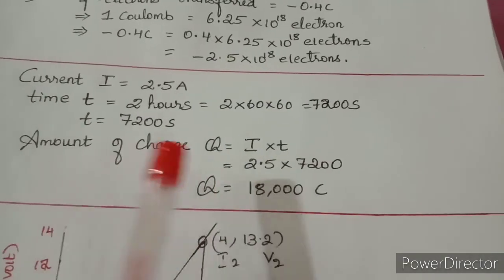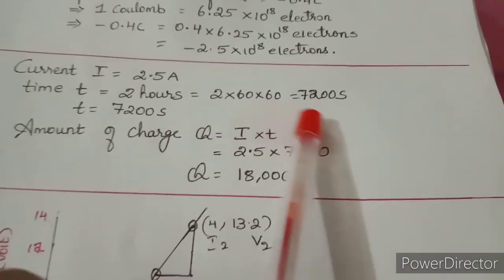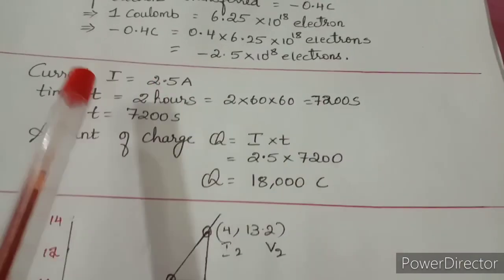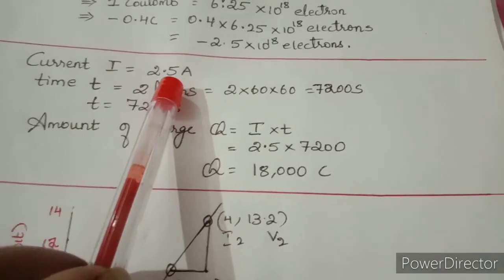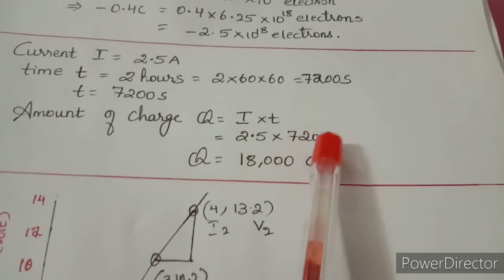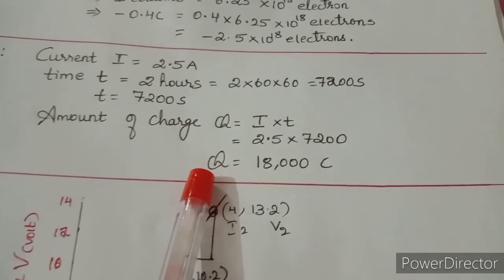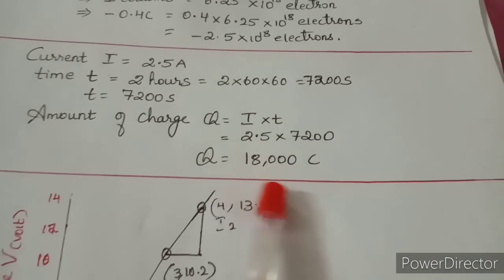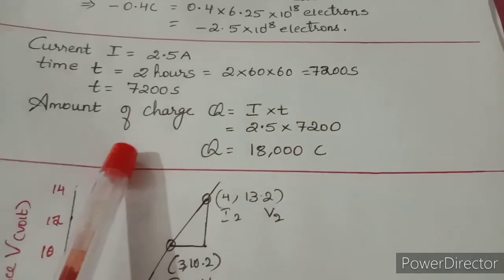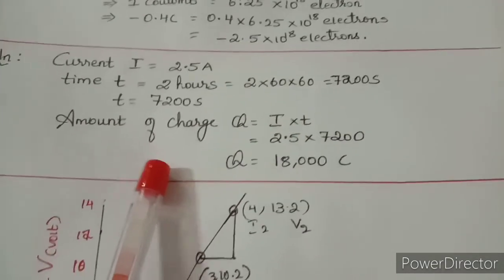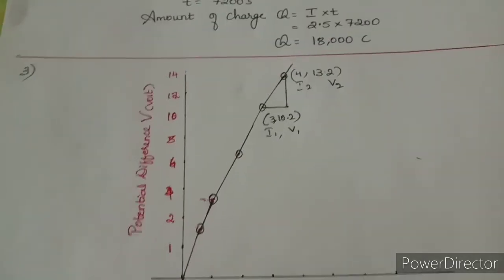So now the amount of charge Q is equal to, this is the formula, Q is equal to I into T, current into time. The current value is 2.5 amps, so 2.5 into 7200, and the value of Q, that is the amount of charge, is 18,000 coulomb. Very simple problem. Easily you can get 2 marks for this problem. Straight answer.